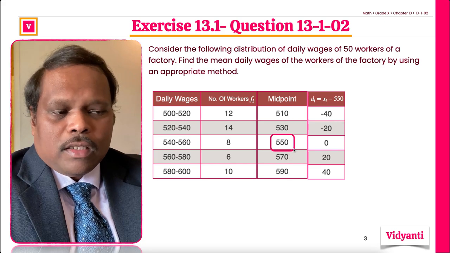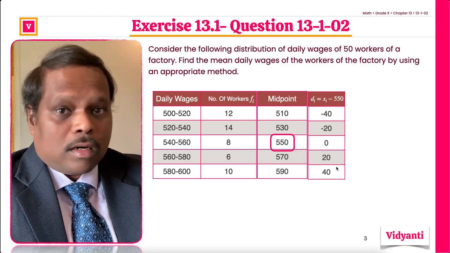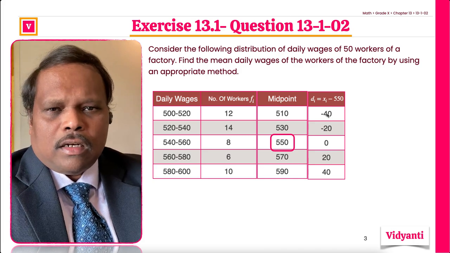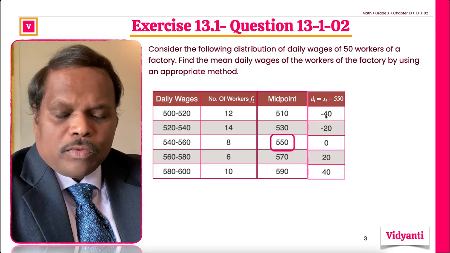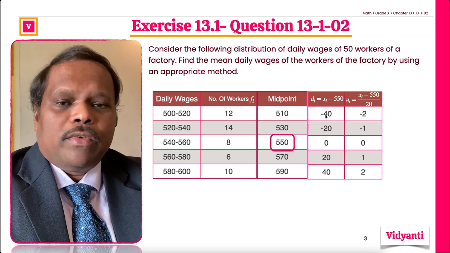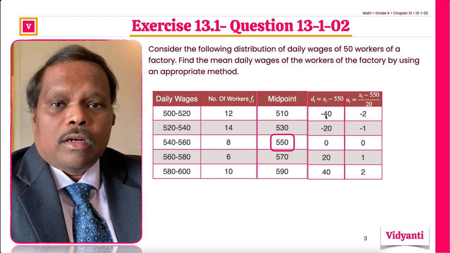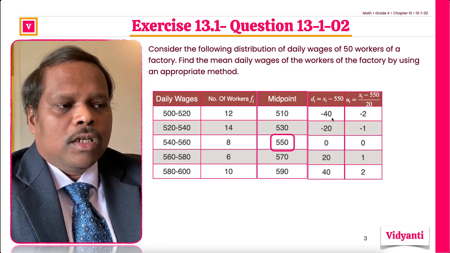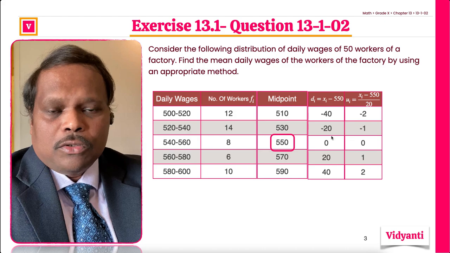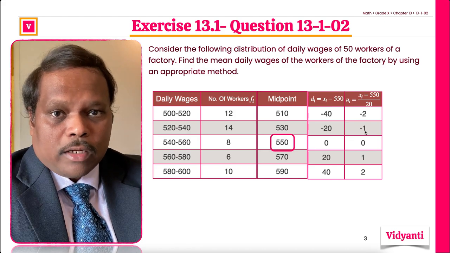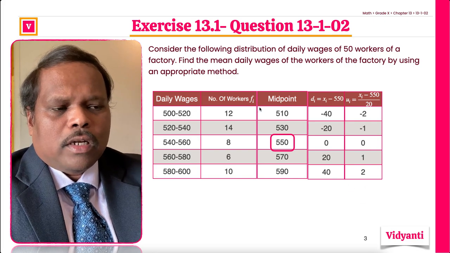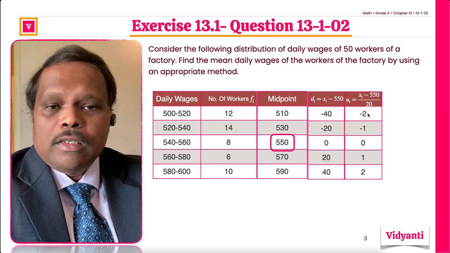Now, instead of getting these values, we can take these values, which are comparatively simpler. We can make it further simpler. We realize that these are just multiples of 20. So we can use the step deviation method, which is, after getting the deviations, we divide them by the common factor, which is 20. So this minus 40 will become minus 2, minus 20 will become minus 1, 0 as it is will become 0, and so on.